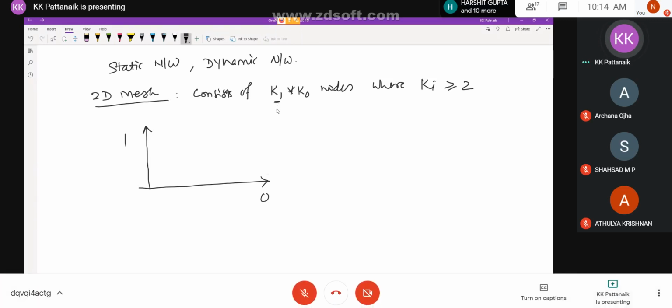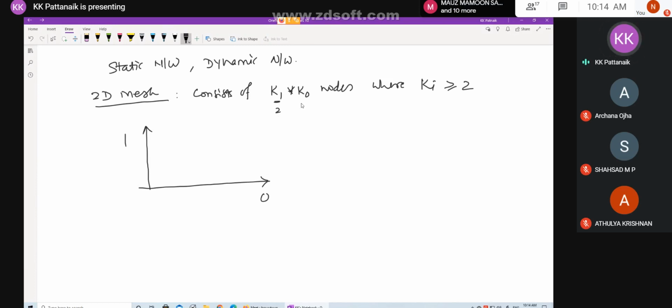So K1 I have 2 and K0 I have 4, let's suppose. That means along dimension 0 I have 4 nodes, and along dimension 1 I have 2 nodes. So how many nodes will I have? I will have 8, right? So 2 cross 4, 8.